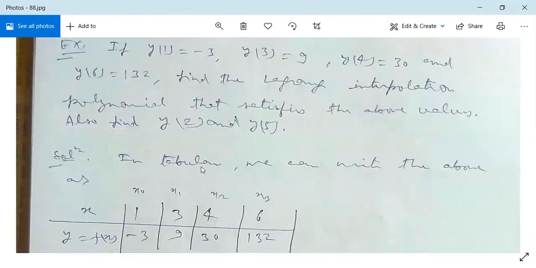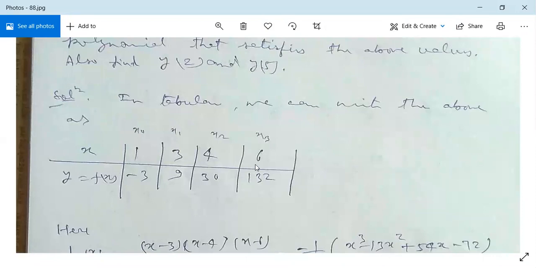Solution: in tabular form, we can write the above as follows. First row x, the values of x, and second row, the values of y. So values of x are x0, x1, x2, and x3. These are 1, 3, 4, and 6. And the corresponding values of y are minus 3, 9, 30, and 132. Now it is in our well-known tabular form.